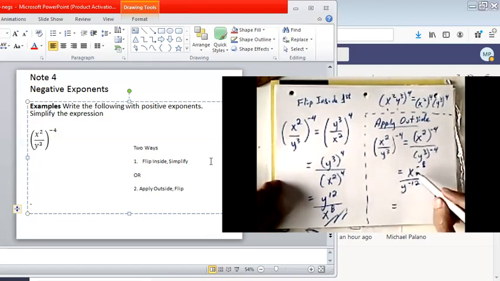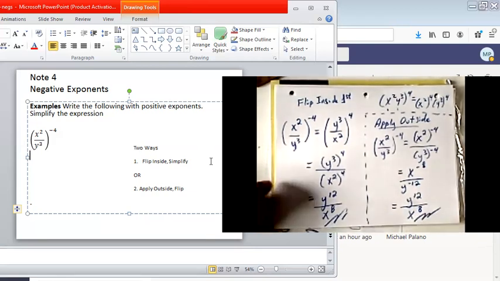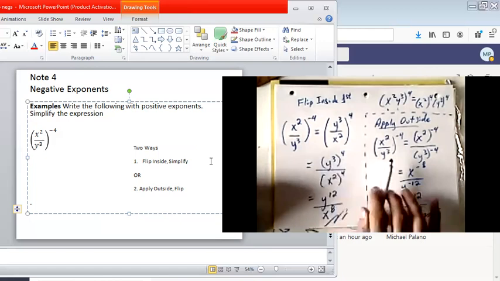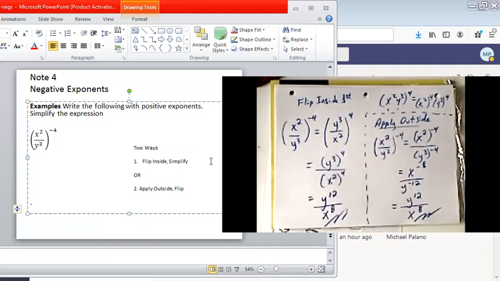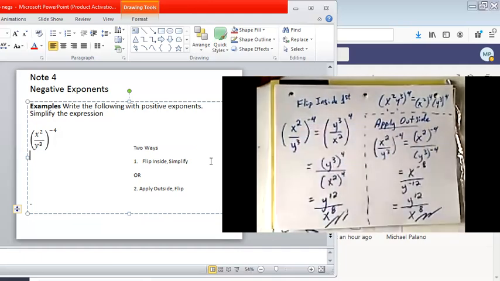And see, when you move the x now to the bottom, it'll change to plus. When the x goes to the bottom, the exponent changes to positive. And when the y moves to the top, the exponent will change to positive like that. And as you can see, it gets the same final answer. So I point out there are two different ways because sometimes one way might be nicer than the other. And yeah, you choose the one that will work best for you.